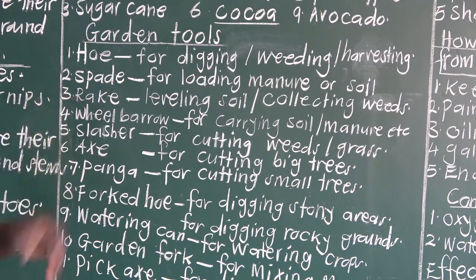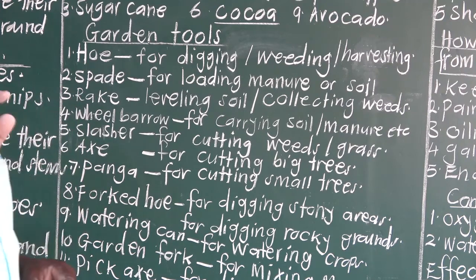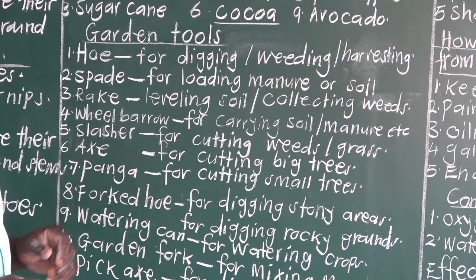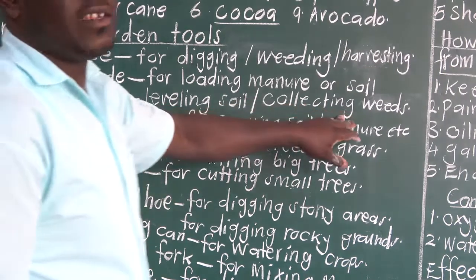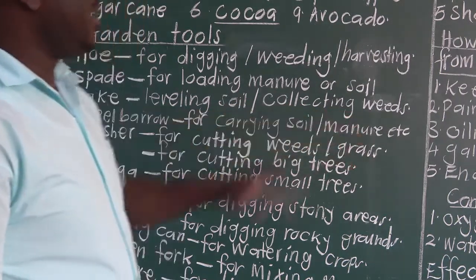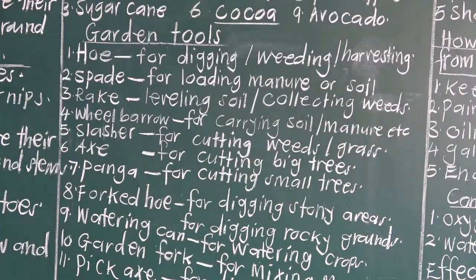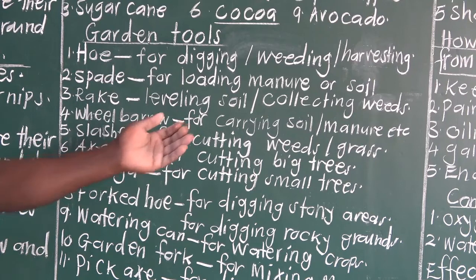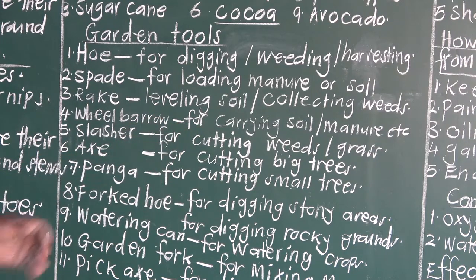Then number 3, we have a rake. A rake has 2 functions. One, a rake is used for leveling soil in a nursery bed. A rake is also used for collecting weeds in the garden. After clearing land, you can use the rake to collect weeds. And that's how a rake is used as a garden tool.